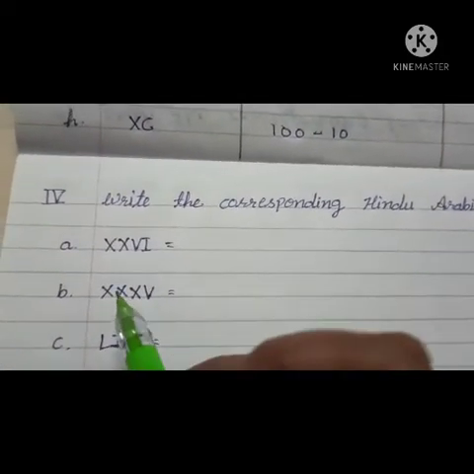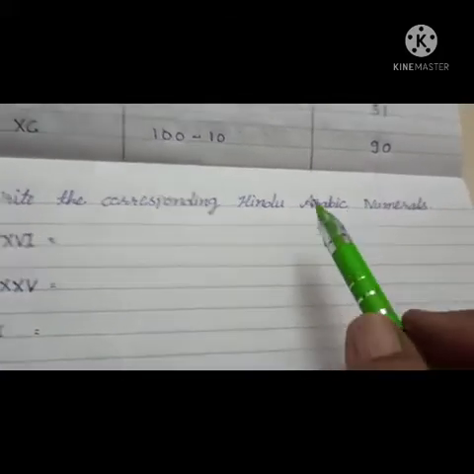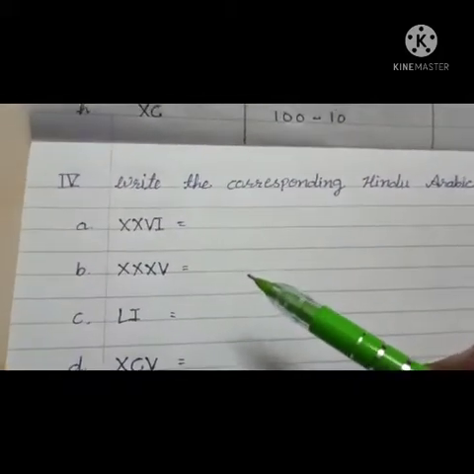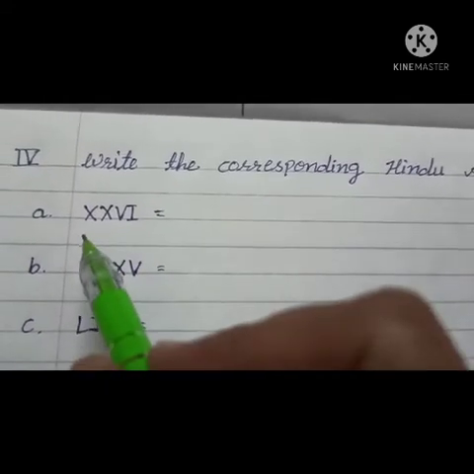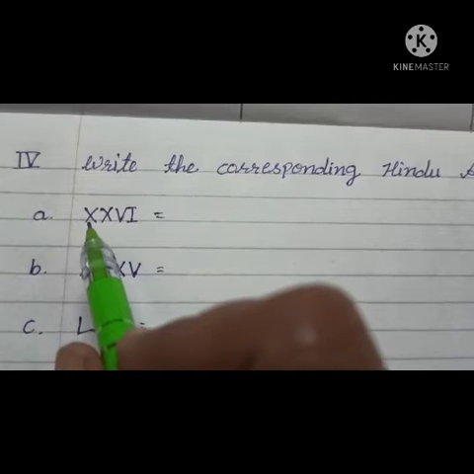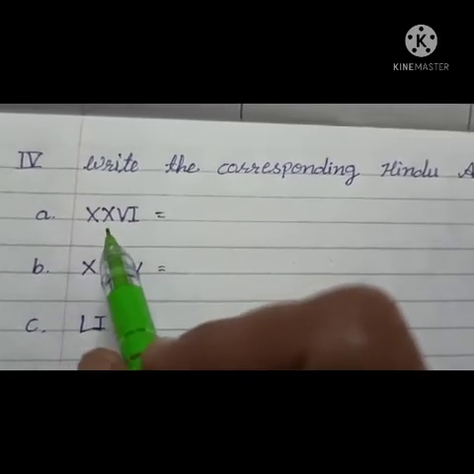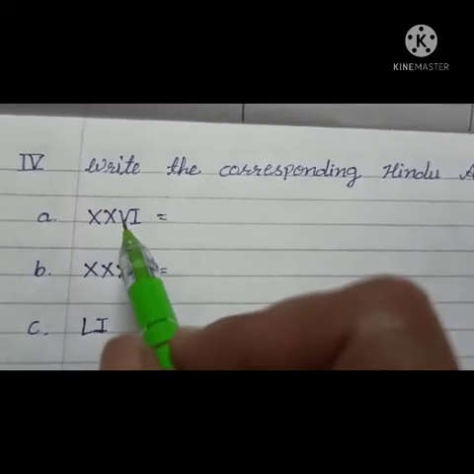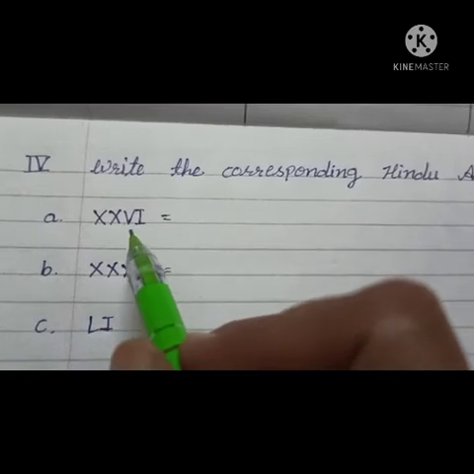Now next exercise 4. Write the corresponding Hindu-Arabic numerals same as it is exercise 3. X has a value of 10, again X has a value of 10. 10 plus 10, 20, and V has a value of 5 and I has a value of 1. 5 plus 1.